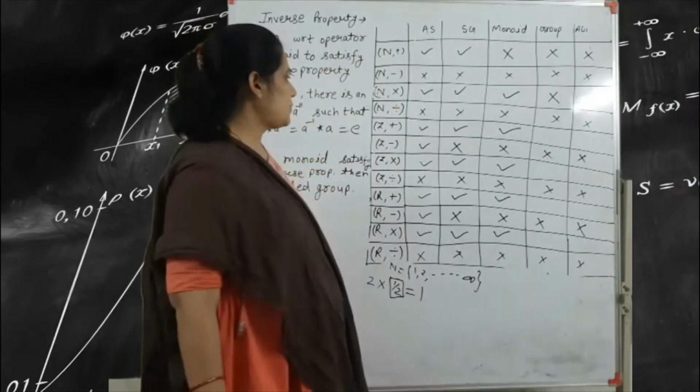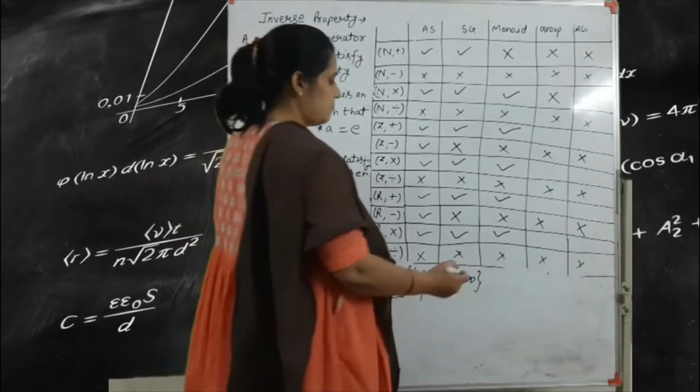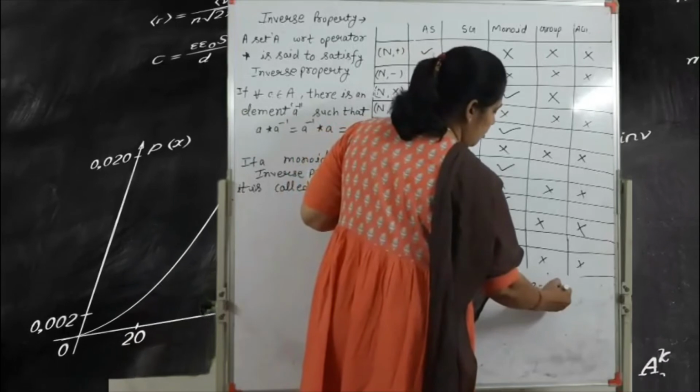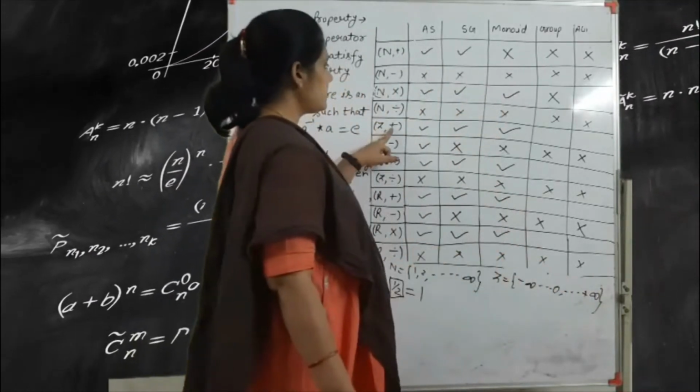Inverse property. Next one is the Z plus. So Z plus, that is what? Minus infinity to plus infinity, and 0 is also included. Okay, so in this case we write here the Z plus.